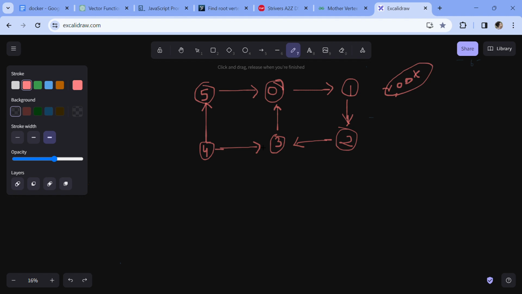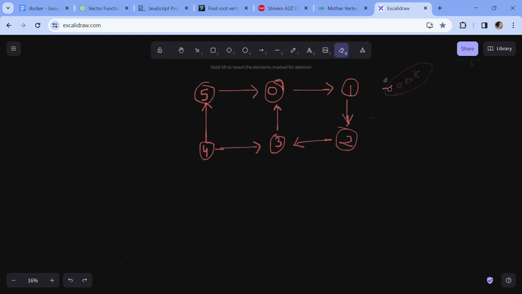So in simple terms, the root node, or mother vertex, is a vertex from where all the nodes are reachable. That is called the mother vertex. So how can we find this mother vertex?